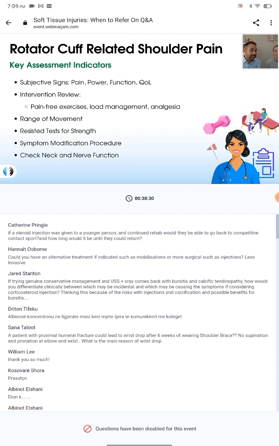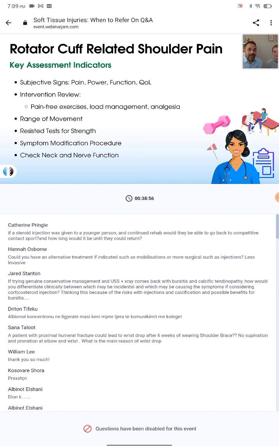You mentioned symptom modification, which is something that you could potentially use to try and see if that might be able to settle your patient's symptoms down. And again, I've just got down here, check the neck and check the nerves, because it might be that someone's been managing this patient as a rotator cuff tendinopathy and actually they've got cervical spine pathology. So always worth bearing that in mind as well, I should say.